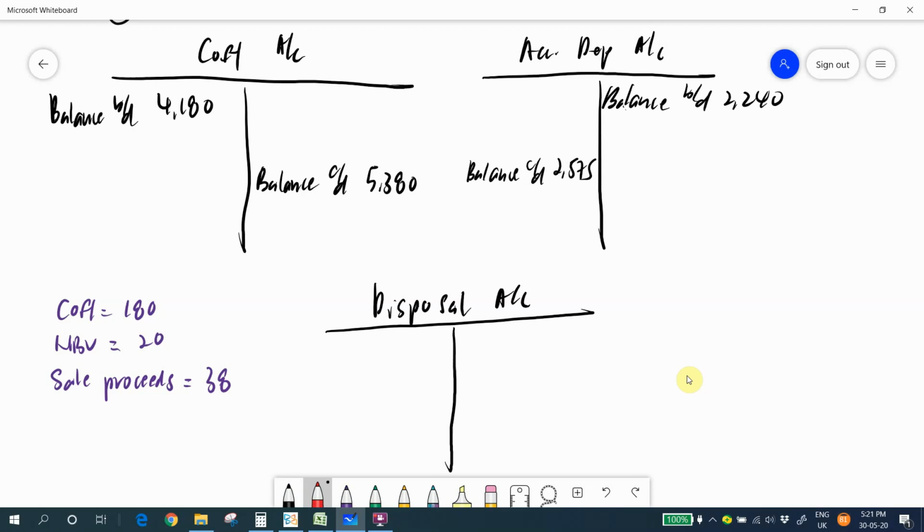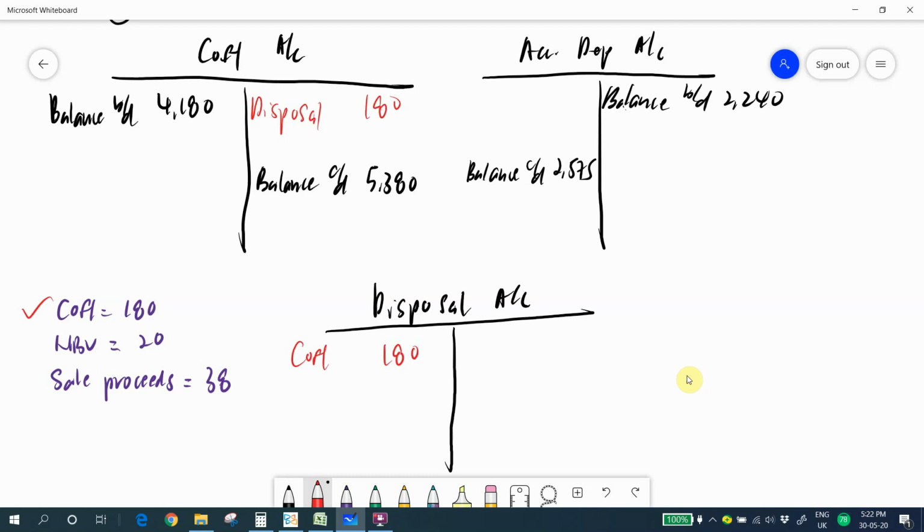So let's start from the first one, disposal. They say that the cost is 180,000, right? So we have to reverse the cost to the disposal account. So we write disposal on the credit. So on the debit, we write cost. In the disposal account, we write 180. So this is the double entry.